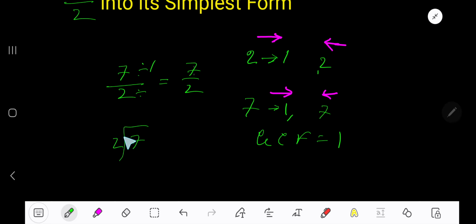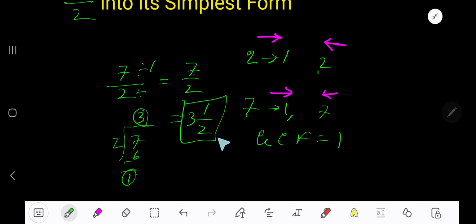Divide 7 by 2. 2 goes into 7 3 times. 3 times 2 is 6, subtract, 1. So the quotient will be the whole number part, the remainder will be the numerator, and the divisor will be the denominator. 3 and a half is our answer.